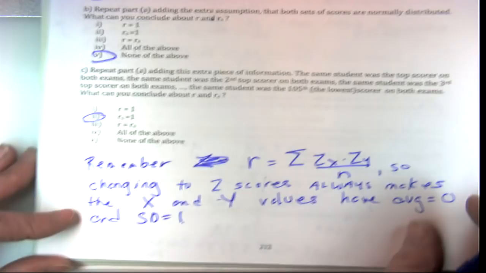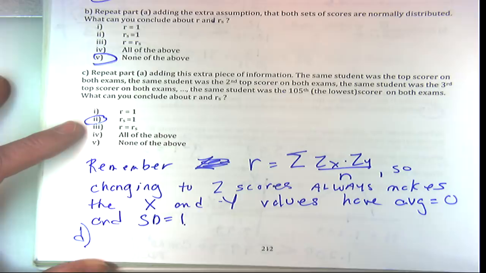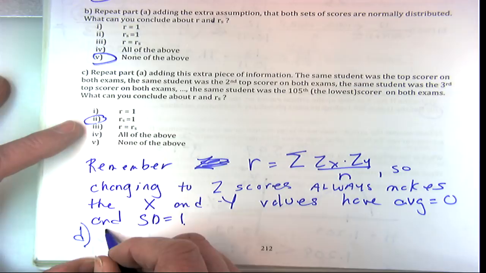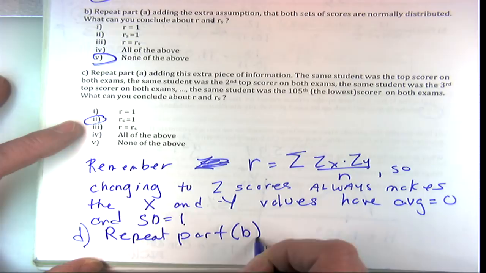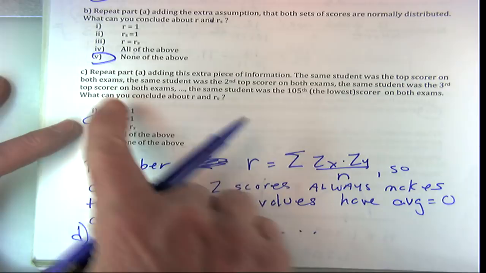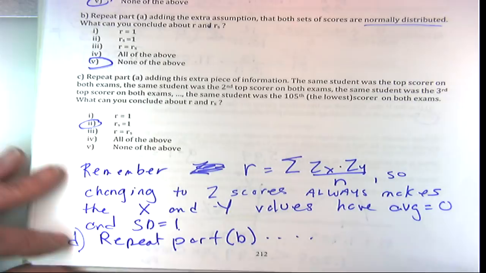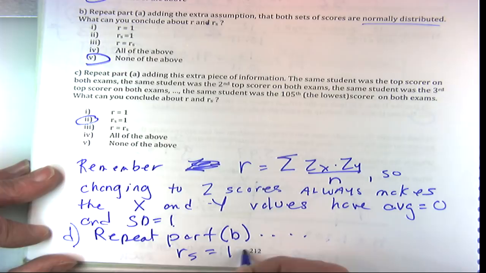His good question is, how would you change it so that the answer would be that this is also true? I'd say repeat part B, doing exactly the same thing, because part B adds the extra assumption of normality. So instead of saying repeat part A adding this extra piece of information, repeat part B adding this extra piece of information, because B says normally distributed. Then the answer would be r_s equals 1, and it also equals r. They're both the same.